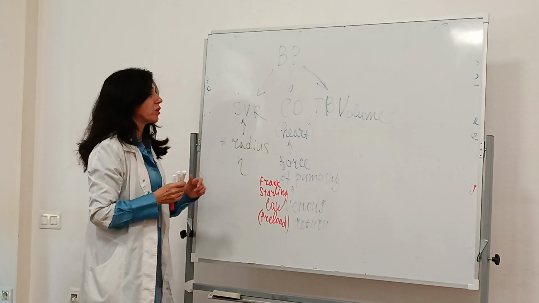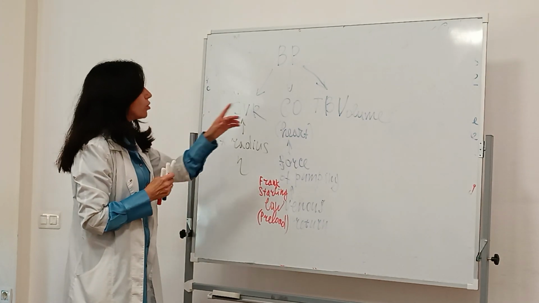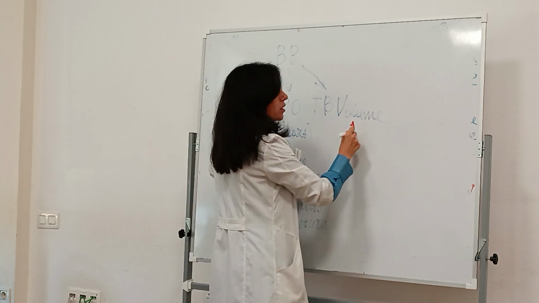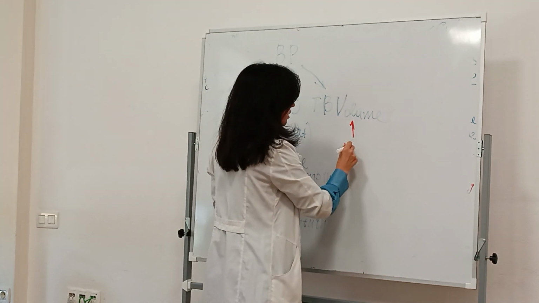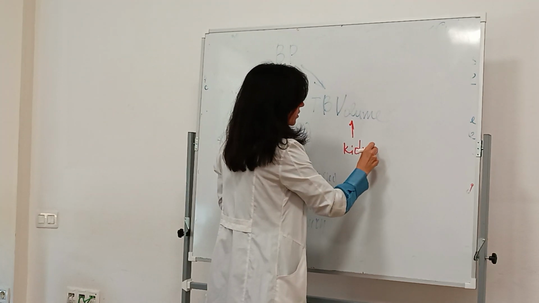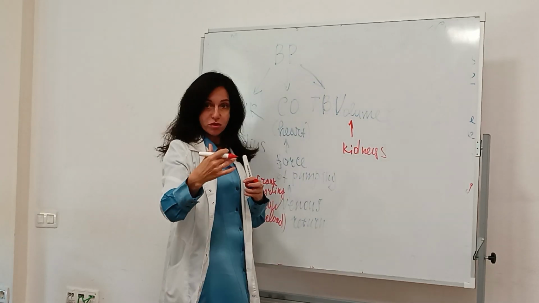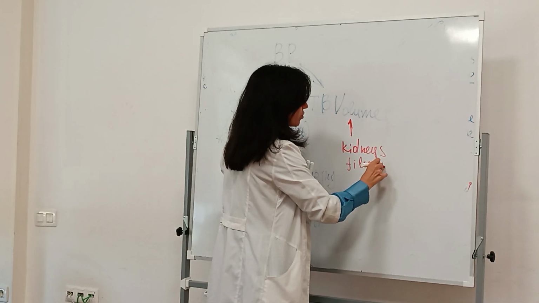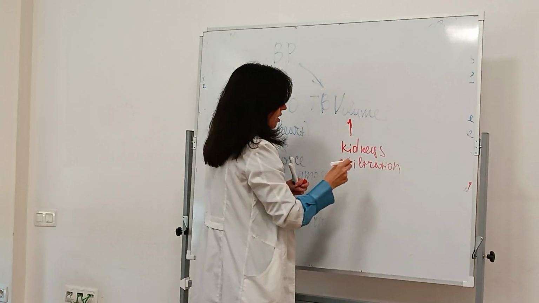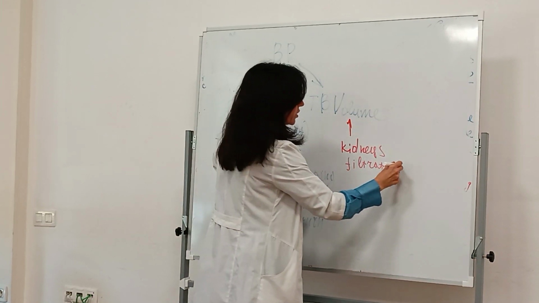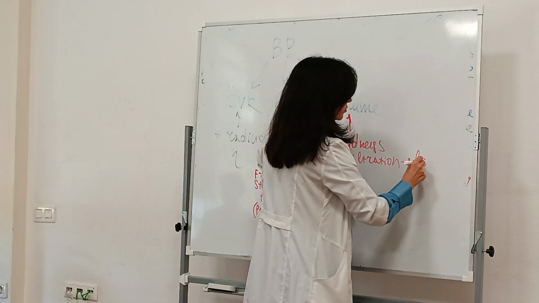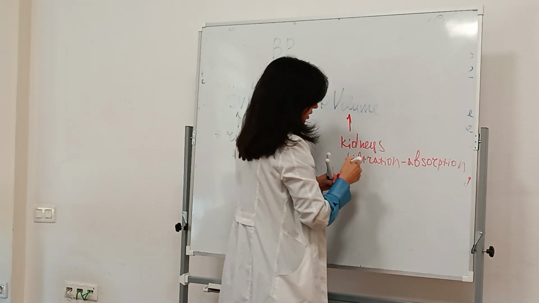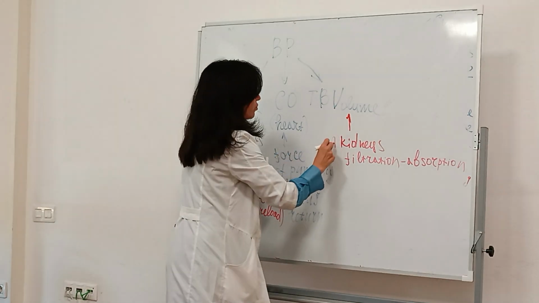Total blood volume depends more on the kidneys, excretion of water, and on filtration and absorption in the capillaries. Filtration of water in capillaries, filtration and absorption. So capillaries and kidneys, two factors.